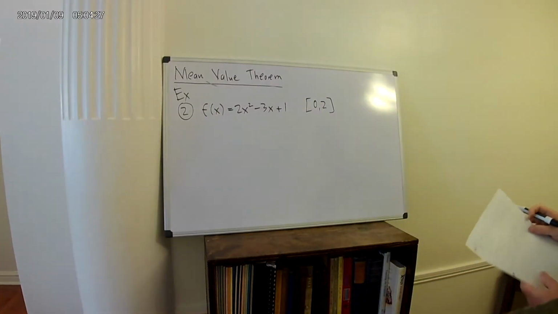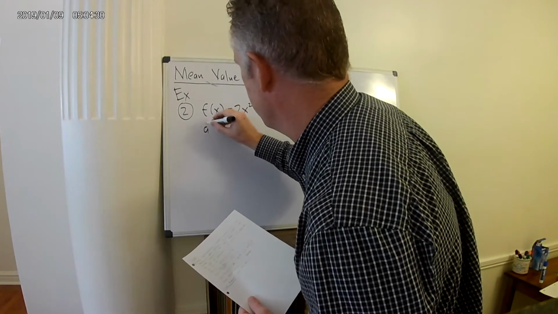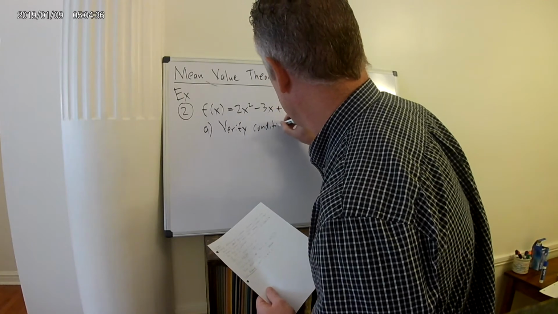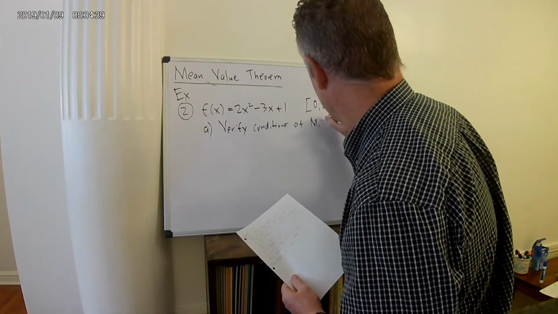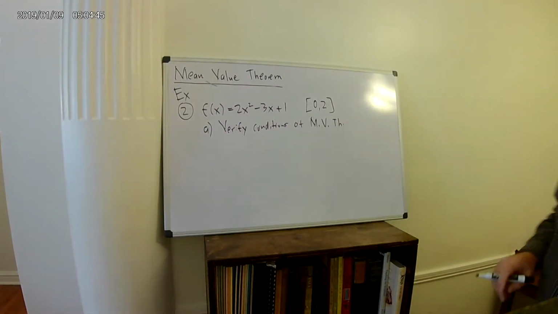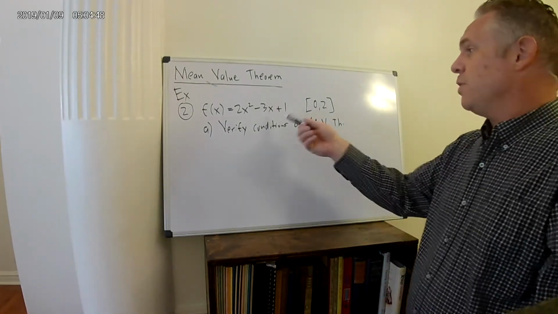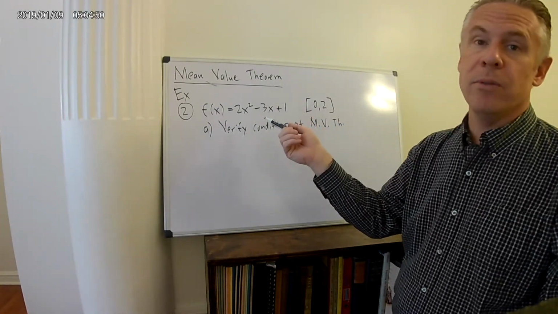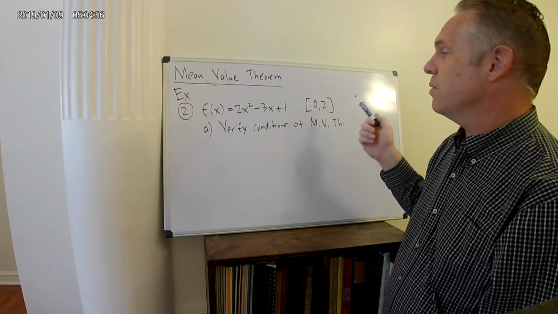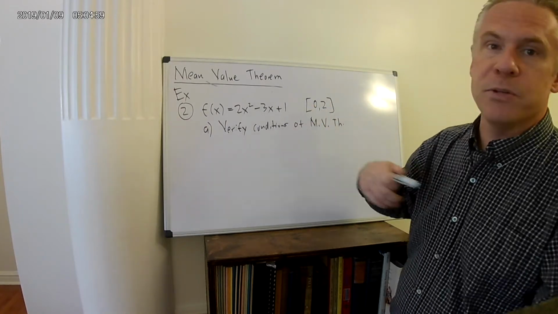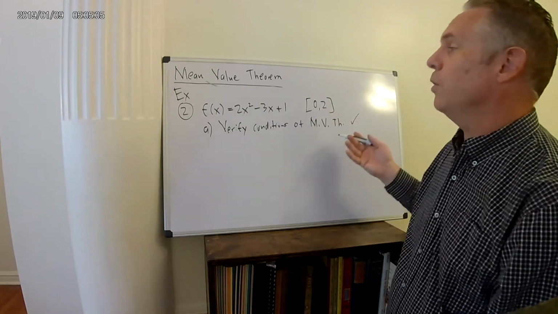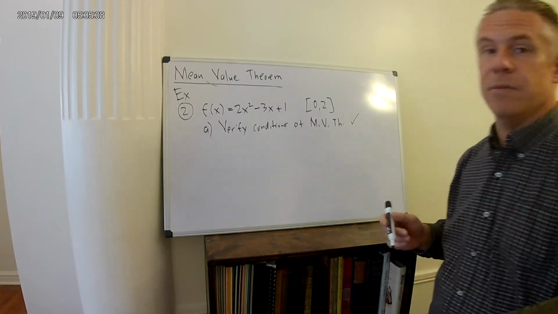Okay. And the first thing we want to do, part A, is verify the conditions of the mean value theorem. Actually, the conditions are pretty simple. This has to be continuous in this interval. Since this is a polynomial, it will be continuous on this interval. This has to be differentiable on this interval. Since this is a polynomial, it's differentiable everywhere. So this polynomial, or any polynomial, will satisfy the conditions of the mean value theorem.